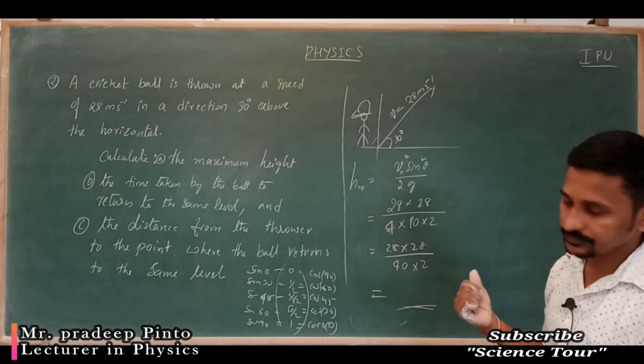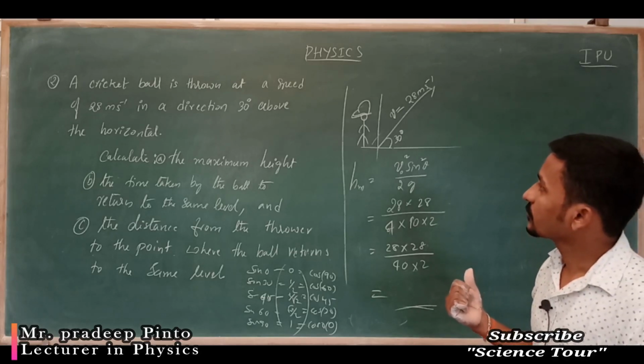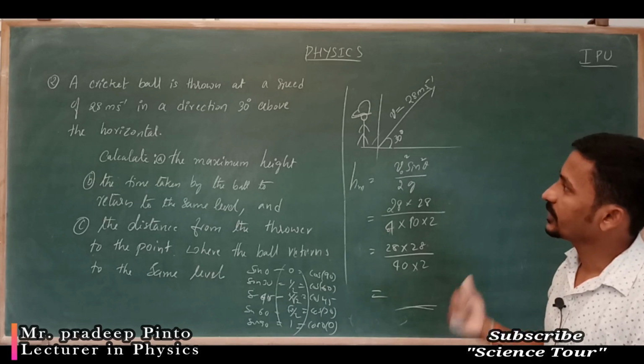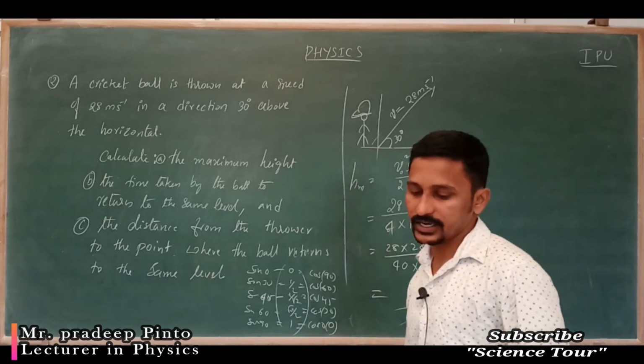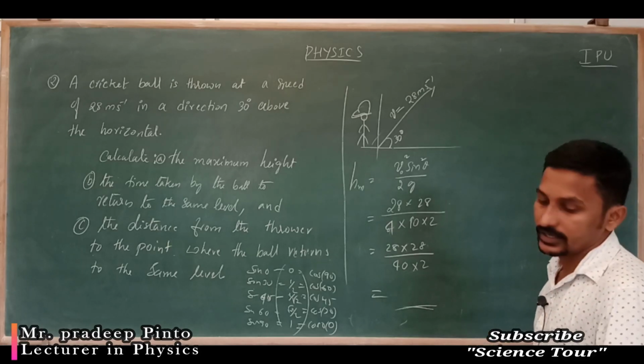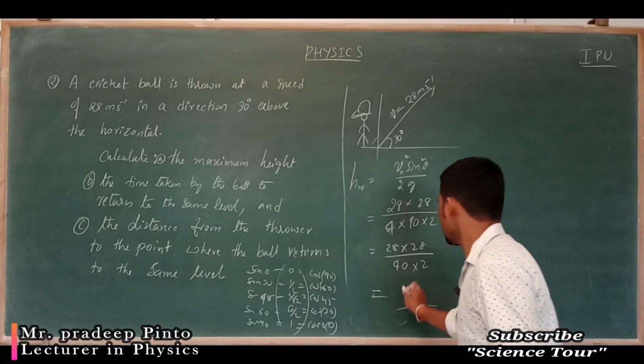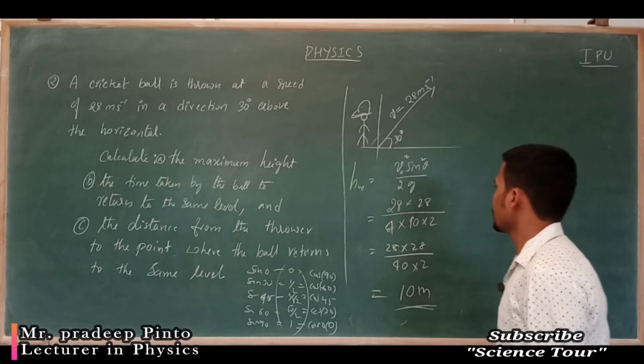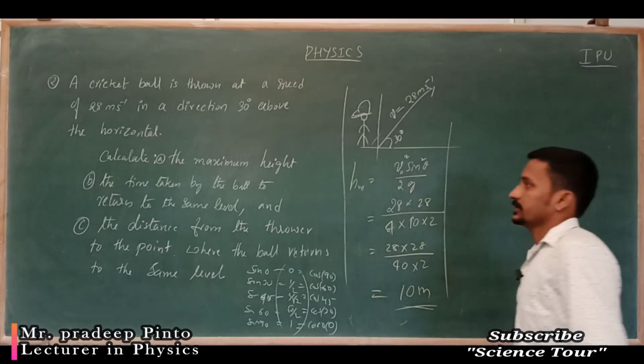Okay, so a cricket ball is thrown at a speed of 28 meter per second. If you have 28 meter per second, what is the value you are going to get? I hope you have calculated. You are going to get 10 meter.